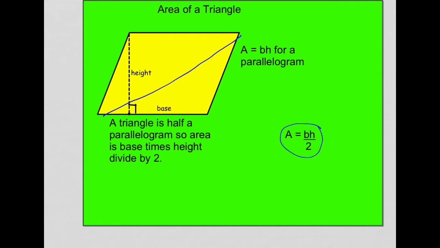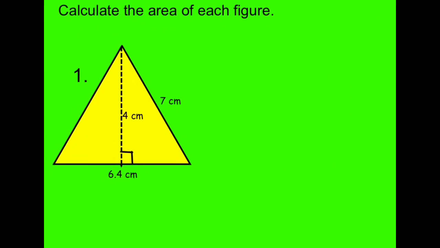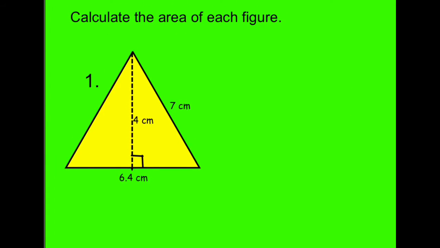I'm going to flip forward. So here it says calculate the area of each figure. We have a triangle. And the math equation for area of a triangle is A equals base times height. You should always start off writing your math equation. I've noticed on some of your assignments we're not doing that, but make sure you do that. Base times height divided by 2.